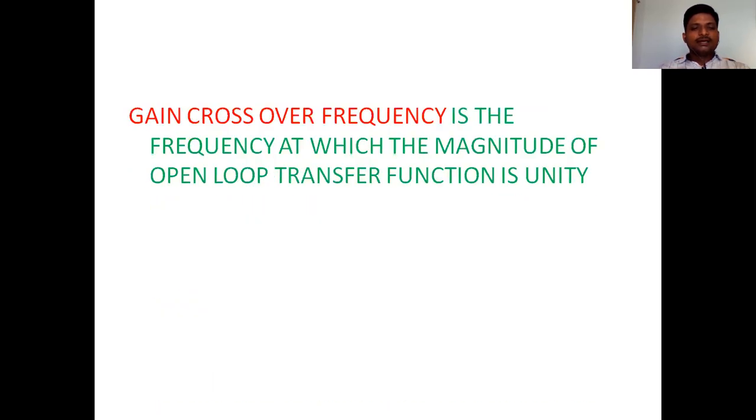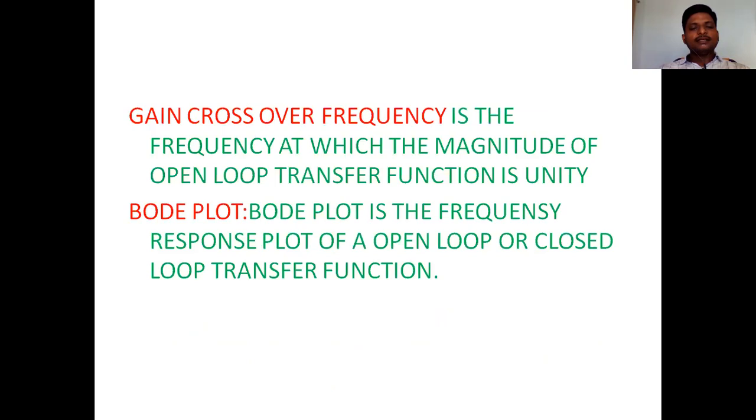Now let us look into gain crossover frequency. So gain crossover frequency is the frequency at which the magnitude of the open loop transfer function is unity. Okay, that is called gain crossover frequency. So if you understand all the previous definitions that I told you, that is phase margin, gain margin, phase crossover frequency, and gain crossover frequency, then we will be looking into Bode plot.